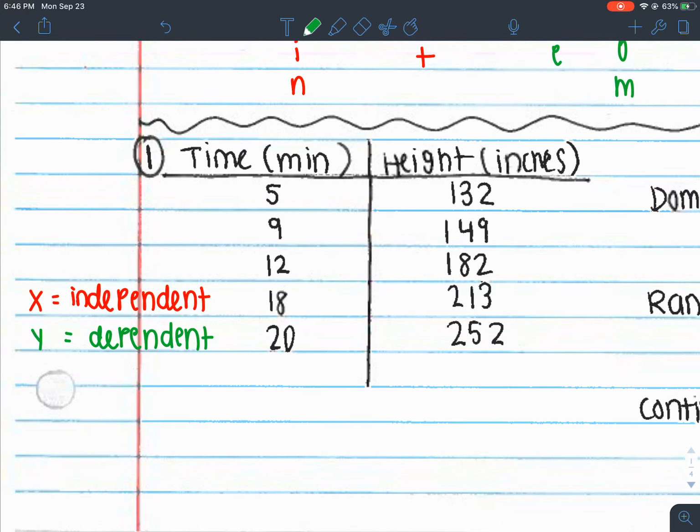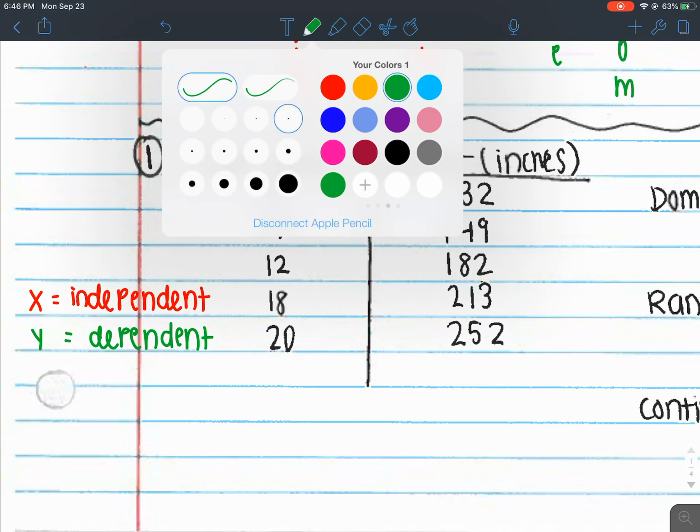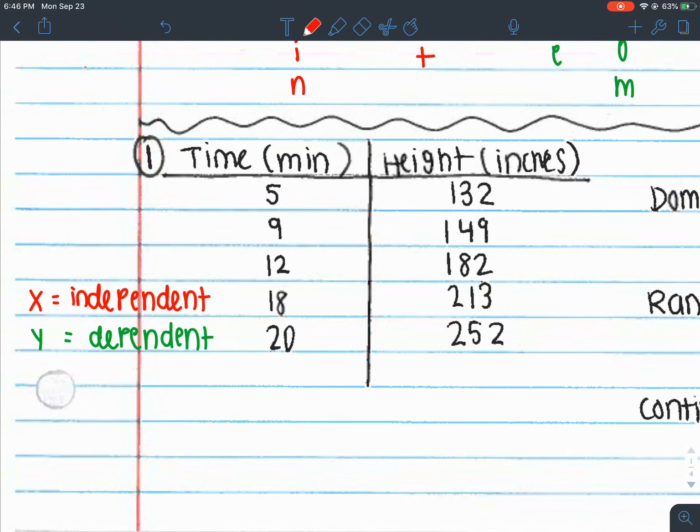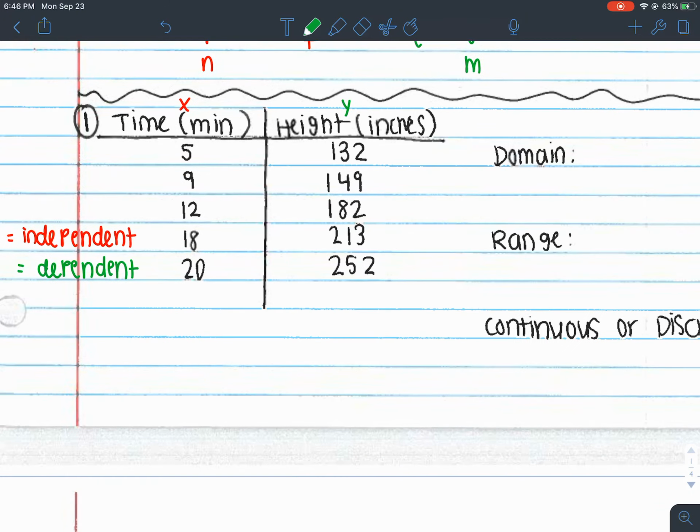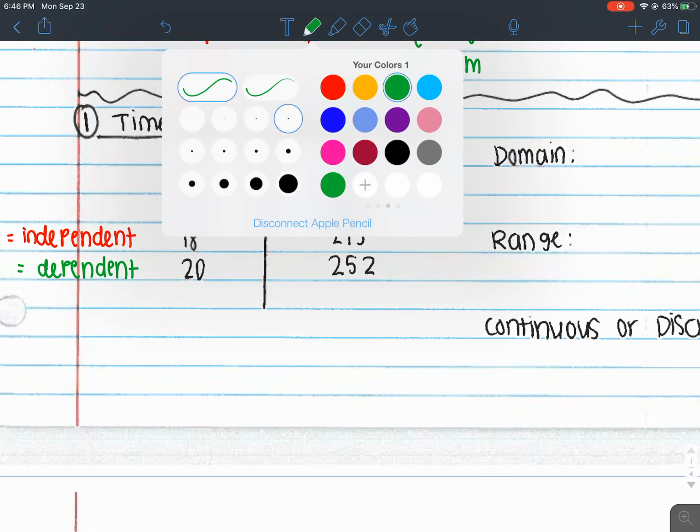So for number 1, when we have time and height, which one of those is going to be independent, or our x value? Well, time is going to be independent. Time is never dependent on anything, so that's going to be our x value, which is going to make our height our y value. Okay, so our x side is our time, and the y side is the height.